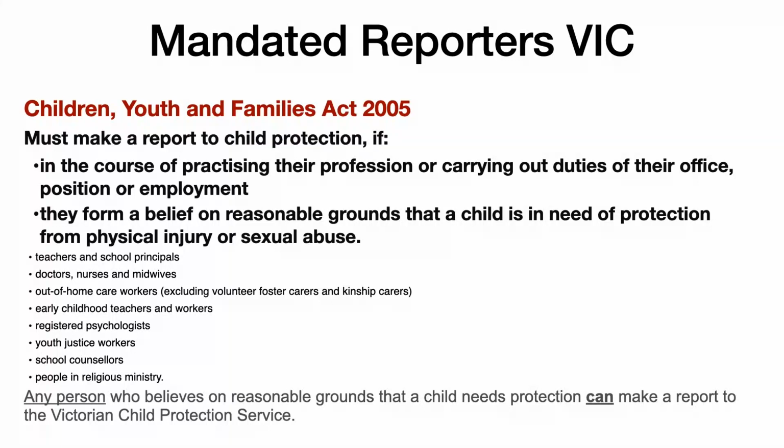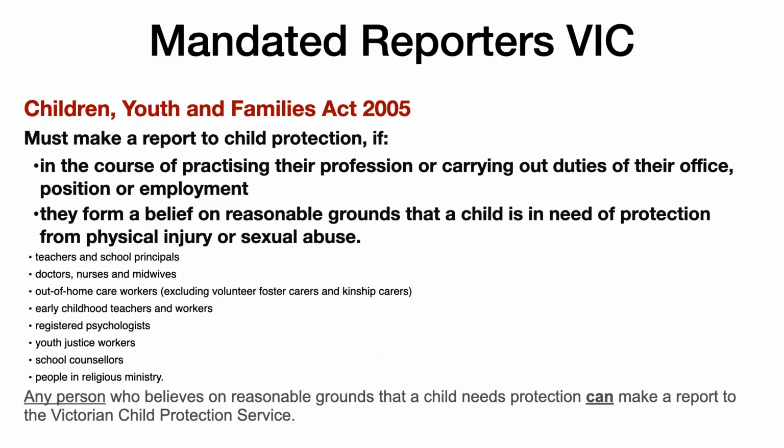In Victoria, under the Children, Youth and Families Act 2005, you must make a report to Child Protection if, in the course of your duty in your office, you form a belief, and that includes teachers and school principals, but boarding supervisors are not listed. But it does say any person who believes on reasonable grounds that a child needs protection can make a report.